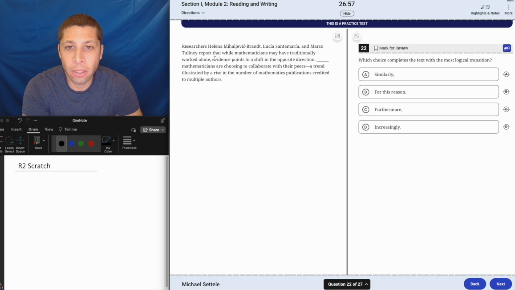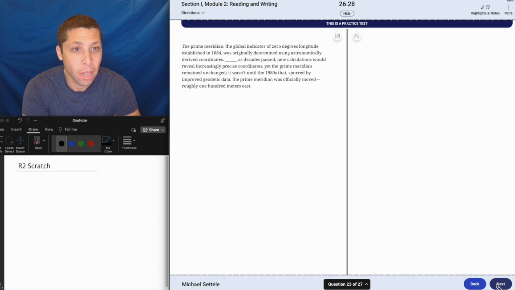Researchers report that while mathematicians may have traditionally worked alone, evidence points to a shift in the opposite direction. Mathematicians are choosing to collaborate, or in other words, a trend illustrated by a rise in the number of mathematicians. Increasingly, because there's a shift in the opposite direction, so there's a trend. Increasingly, mathematicians are choosing to collaborate. I feel like I've seen this question too.